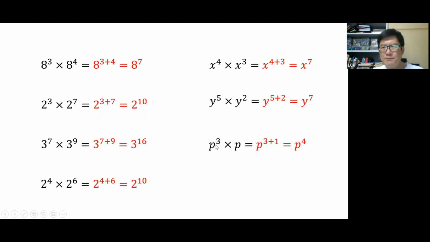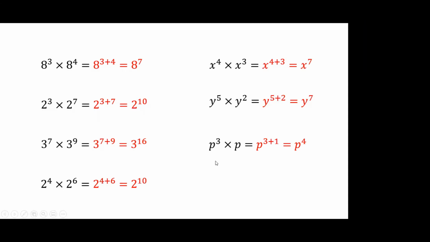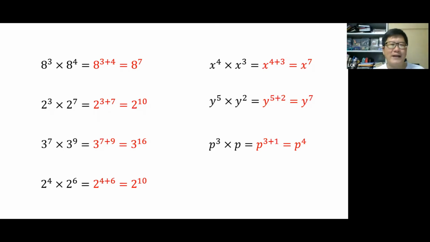Same, p to the power of 3 times p. Suspicious. What's this p here? This p here is p to the power of 1. Every time it's to the power of 1, you don't have to explicitly put down the 1. In fact, it will be strange to put down that 1. So here, this is p to the power of 3 times p to the power of 1. And you get p to the power of 3 plus 1. The base is the same, you're multiplying the numbers, so add up the exponents.